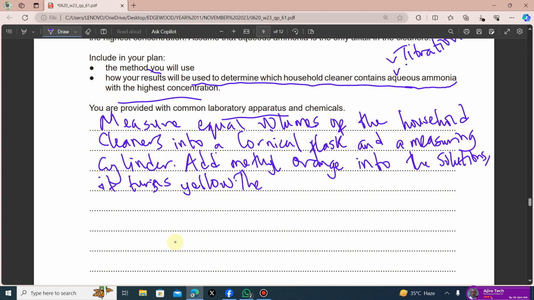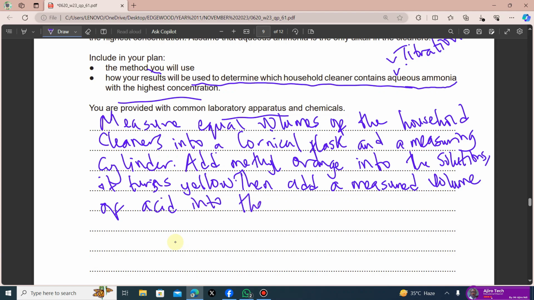Then add a measured volume of acid into the solution until the solution turns orange.